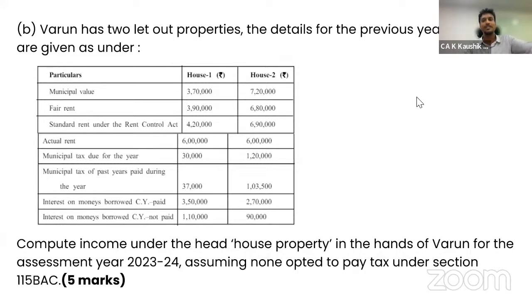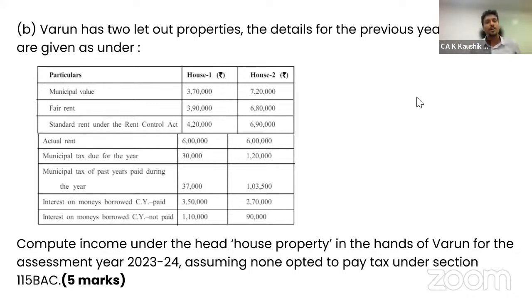The details of the previous year are given as follows: municipal value, fair rent, standard rent under the Rent Control Act, and actual rent received. Municipal tax due for the year. Municipal tax for past years paid during the year. Interest on monies borrowed, current year paid. Interest on monies borrowed, current year not paid. So interest is given, municipal tax is given, actual rent is given, and the gross annual value has to be determined.